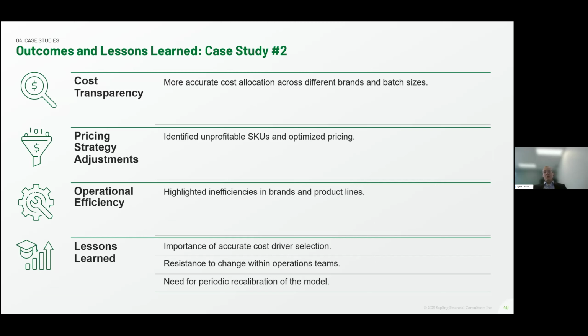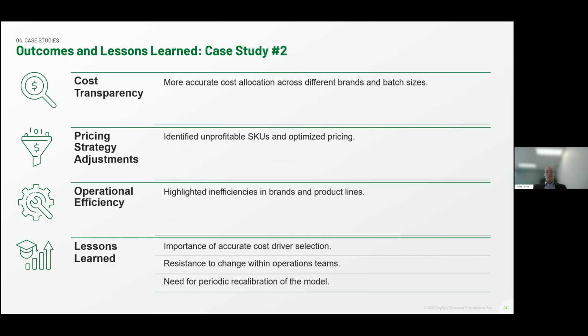In terms of outcomes and lessons learned, through the implementation of the ABC model, the client gained much greater cost transparency, allowing for more accurate cost allocation across brands and product lines. And this clarity really helped the client adjust pricing strategies, identifying unprofitable SKUs and making informed decisions that improved margins. Operationally, the model revealed inefficiencies in specific production runs, creating clear opportunities to streamline and cut waste.